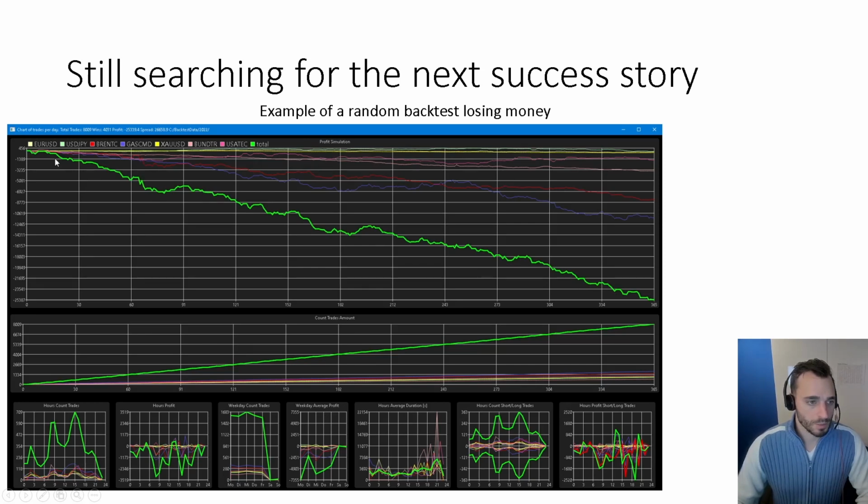What you see here is one backtest with a losing strategy. So this tests 6 different assets in parallel, like euro, US dollar, Brent oil, gas, gold, and Nasdaq. And you see the big green line, or the bold green line, is the summed up profit over the year. This is a 1-year backtest with 365 days, and it's generating 25,000 negative points. The only good thing here is that the trade amount is evenly distributed, so it's linearly increasing.